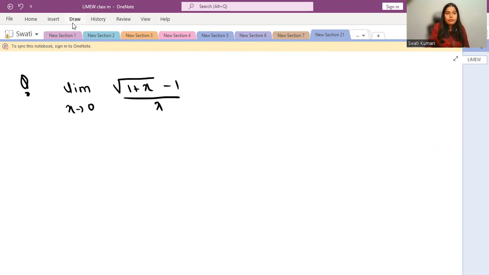Now, first of all, of course, you can directly put the value of limit and you can see that this is going to be in indeterminate form. Okay, so x is 0, so that means root 1, which is 1. 1 minus 1, 0 upon 0. So this is 0 upon 0, which is an indeterminate form. That means we cannot do this, right? So what we can do here, we can also do some substitution here, okay?